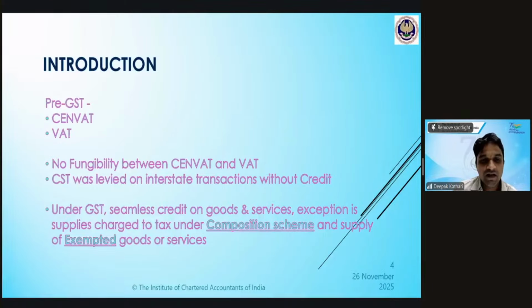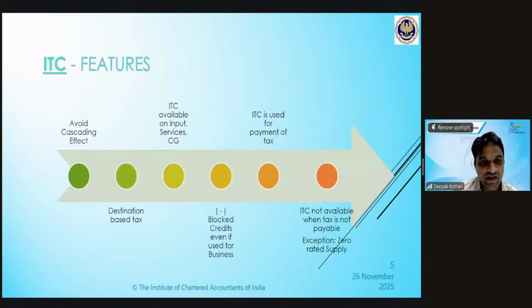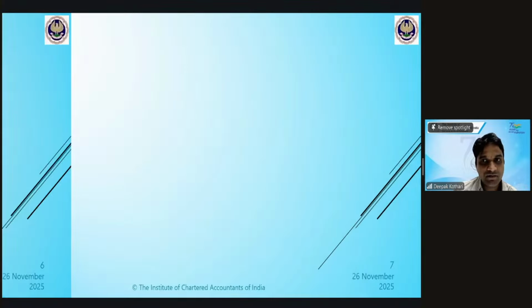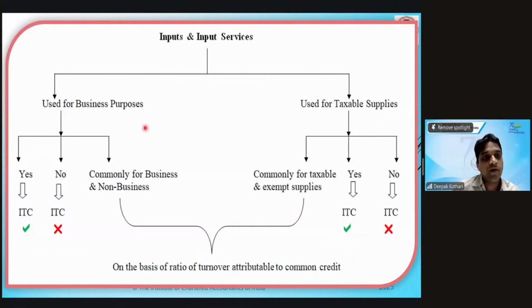So you don't need this. This is also fine. Now, features of ITC also, it's a theoretical thing. We know these things. This is important: when you claim the input tax credit, you have to claim the credit with the intention that you will pay something to the government. That is, when you use it for business purposes and if you use it for taxable supplies. If you're doing these two things, that is, using it for business purposes and for taxable supplies, only then the credit is claimable. Otherwise, the credit is not claimable.